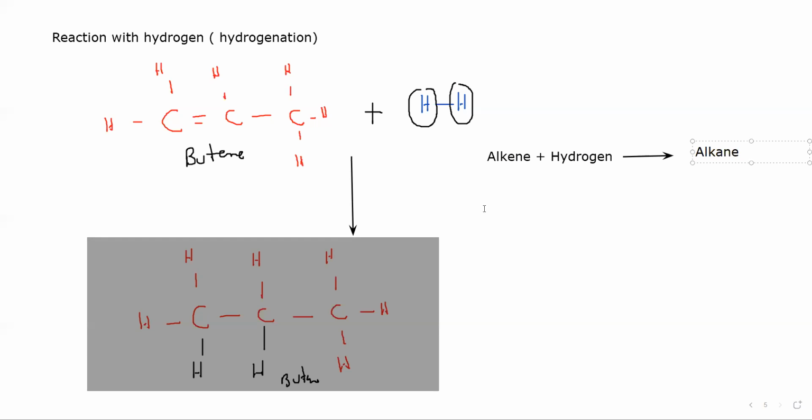And you have to learn the reaction conditions for this reaction. We use nickel as a catalyst and a temperature around 200 degrees centigrade. You have to learn these reaction conditions. So when alkene reacts with hydrogen, this will result in the formation of alkane, a compound with a single bond.